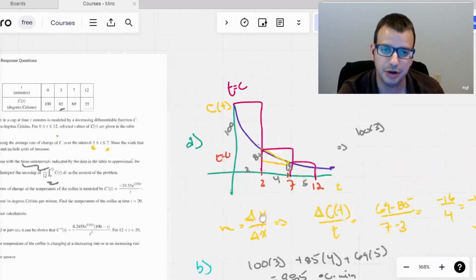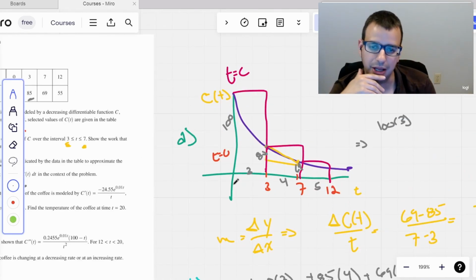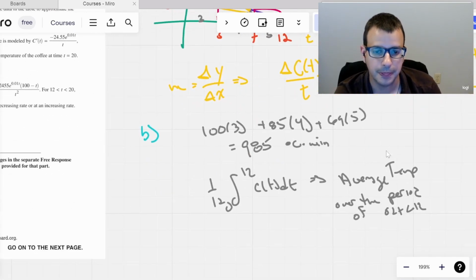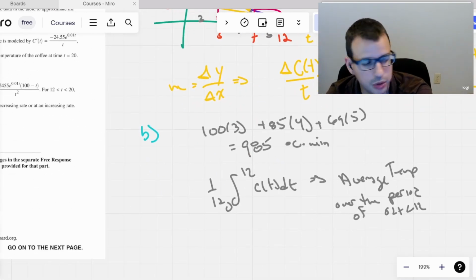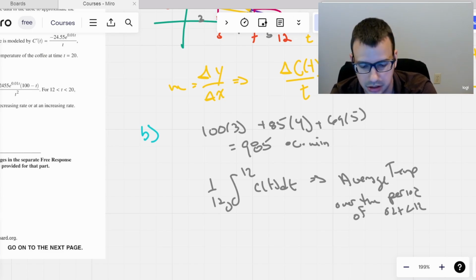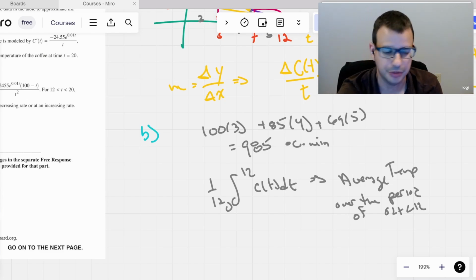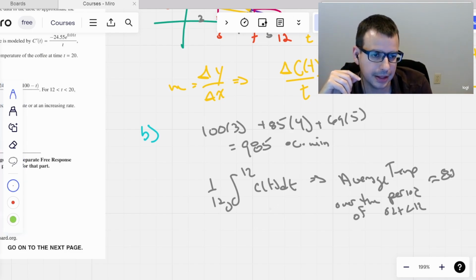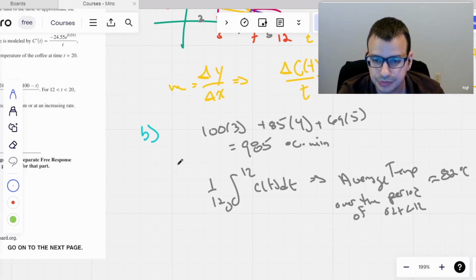So if I go back up to my graph, all reliable. Actually, I should probably figure out what that is real quick. So we take basically the integral we just did, which gives us 985. We divide it by 12, which is the same as multiplying by 1/12. And that gives us a value of 82 degrees Celsius.